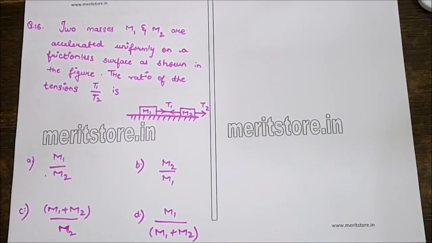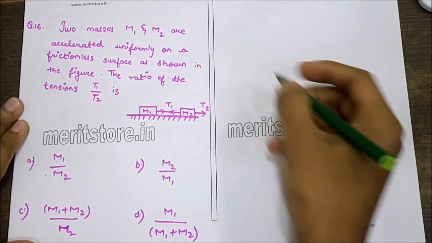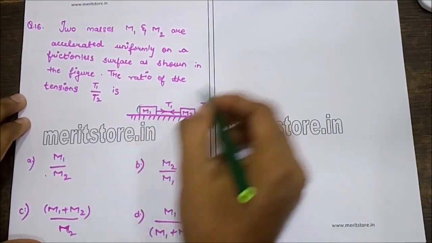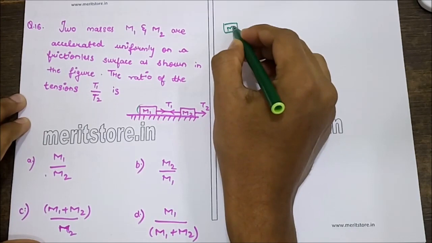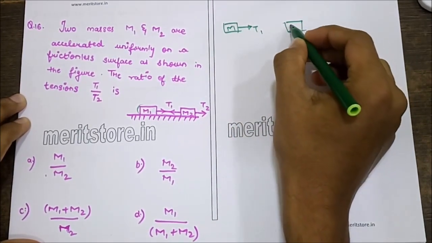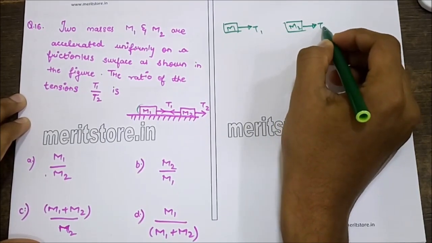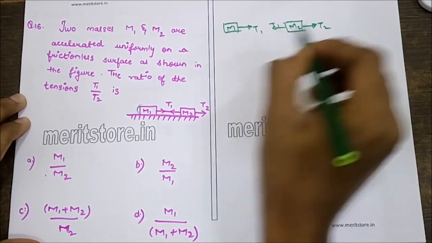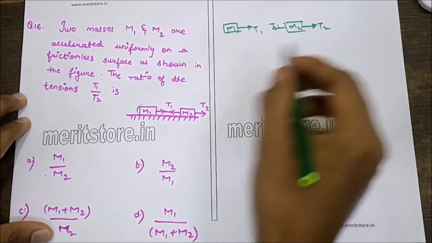Two masses M1 and M2 are accelerated uniformly on a frictionless surface as shown in the figure. The ratio of tensions T1 by T2 is, the options given are M1 by M2, M2 by M1, M1 plus M2 by M2 and M1 upon M1 plus M2. So in order to solve this sum, let's look at block M1. On M1, the only force acting is T1, whereas on block M2, the forces acting are T2 and T1, both in the opposite direction. Let's just take a note of this.